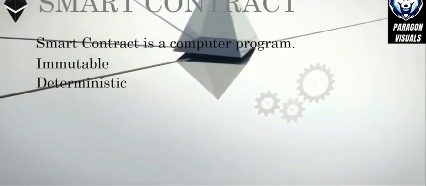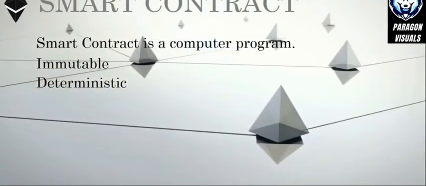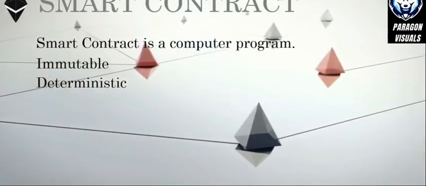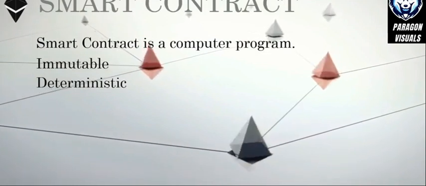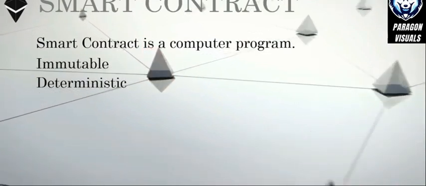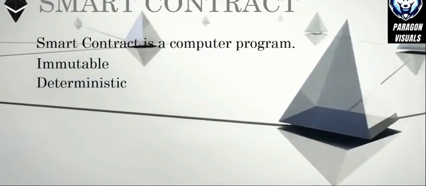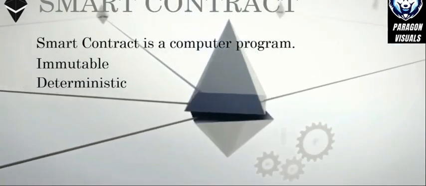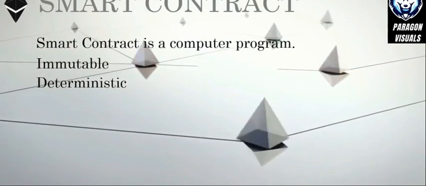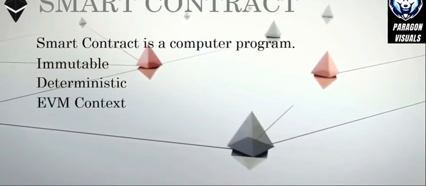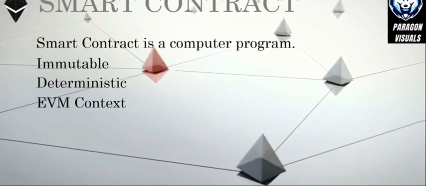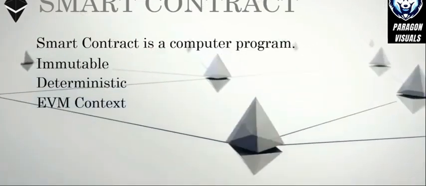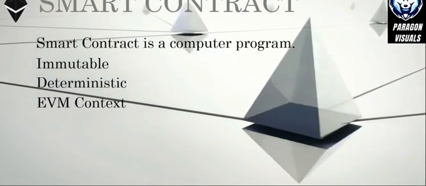Deterministic. The outcome of the execution of a smart contract is the same for everyone who runs it, given the context of the transaction that initiated its execution and the state of the Ethereum blockchain at the moment of the execution. EVM context. Smart contracts operate with a very limited execution context.